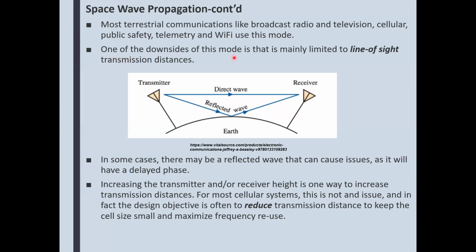One of the downsides of this mode is that it's mainly limited to line of sight, mainly. Right? Especially the microwave transmitters and receivers, they definitely have to be line of sight, which means basically the transmitting antenna has to see the receiving antenna, and the receiving antenna has to see the transmitting antenna, and it just has to be pointed at it. But we're not talking just the microwave, and we're not talking just the parabolic antennas.